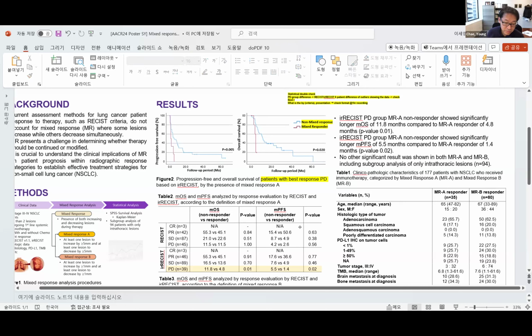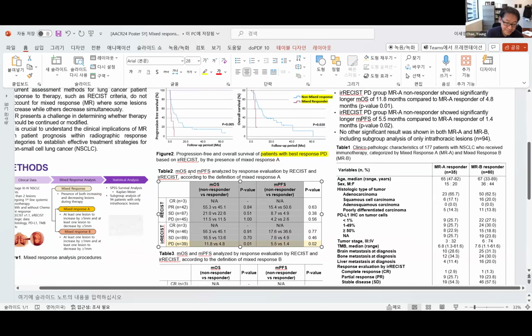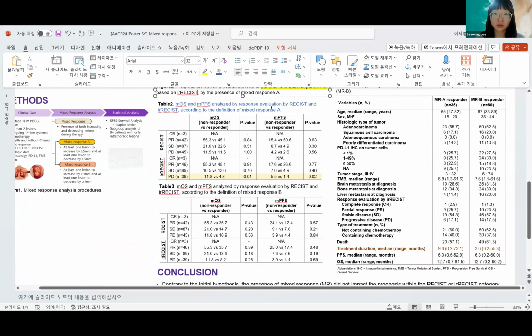So table 2 changed wording, same way, the responder. Yes. Go down to table 3. So I was just trying to show mixed response A and mixed response B. I'll change this.